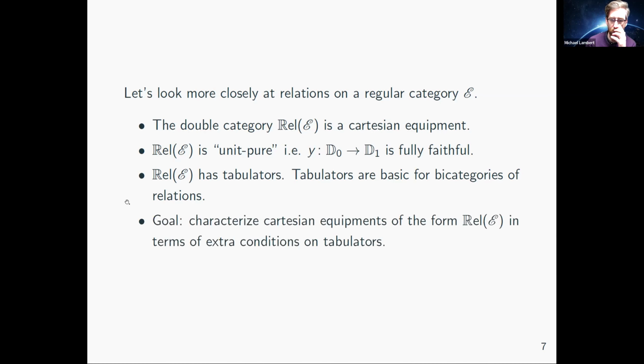So what I really want to do is to say, okay, we're going to be working with Cartesian equipments. We're going to assume that they have tabulators. What else do we need to ask for with these tabulators to ensure that this Cartesian equipment is of the form Rel E?